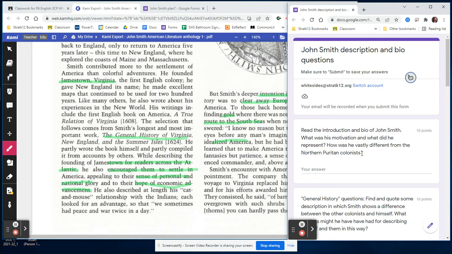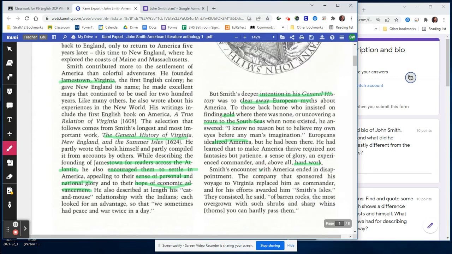He was different from the Northern Puritans because they were trying to get away from religious persecution. They were trying to return to a simpler form of religion, and they were hassled for it. So they were trying to find a place to practice their religion. Very different than trying to find a place where you could make some money.